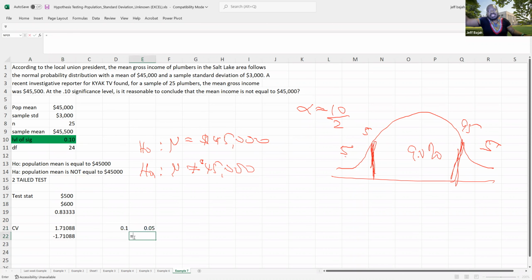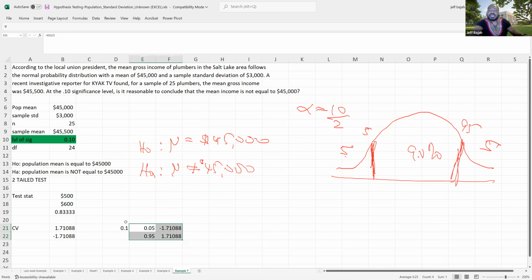That means for the right side, it's going to be 1 minus this, which gives you 0.95. And now that you have the two percentages, you can solve it, because that's equal to T.INV. Select this and select 24. And then for this one, you're going to do equal to T.INV, select this and select 24. You can see, right? You get the same answer.